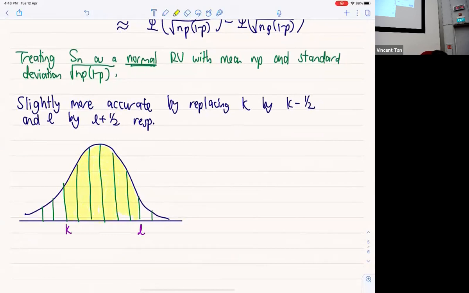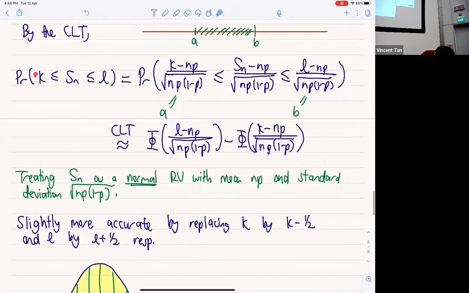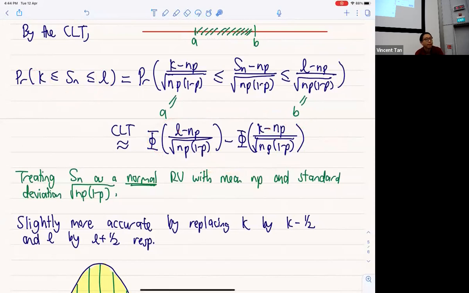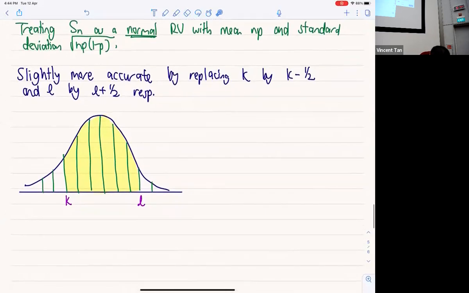One of the big problems if we just use the normal approximation without correction is that if K is exactly equal to L, then this gives zero, because these two numbers are the same. But the binomial random variable evaluated at a certain integer is not zero. So we can do a little bit better by the following observation.